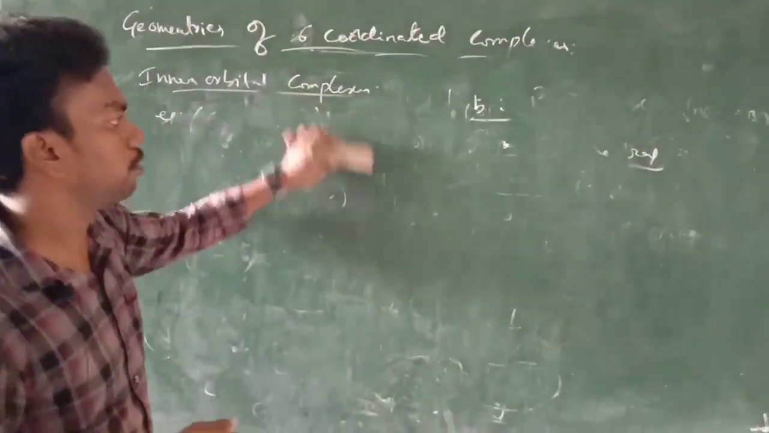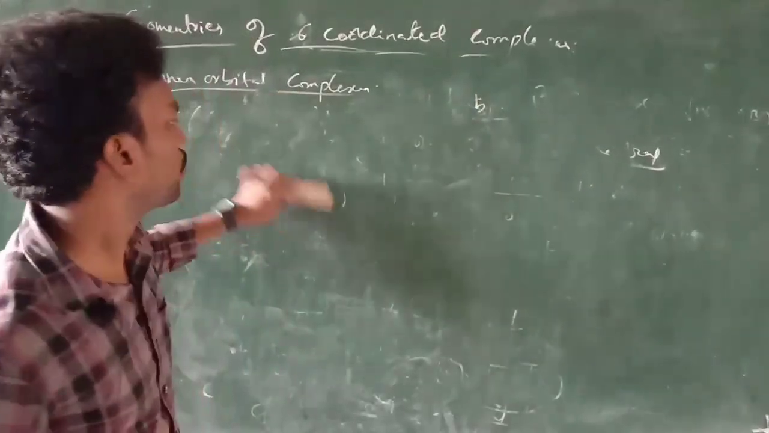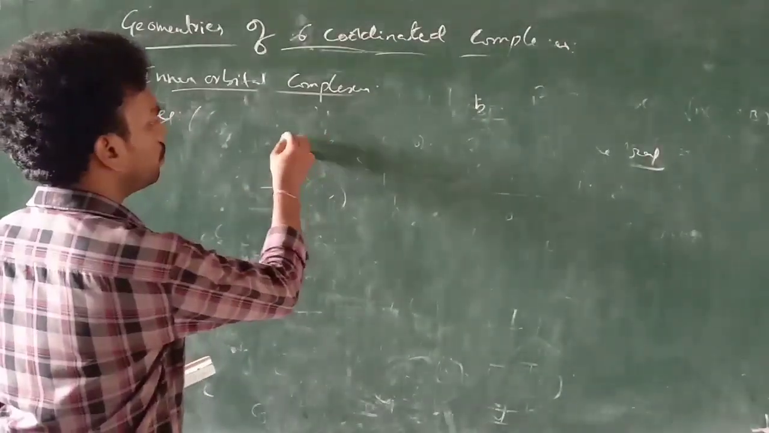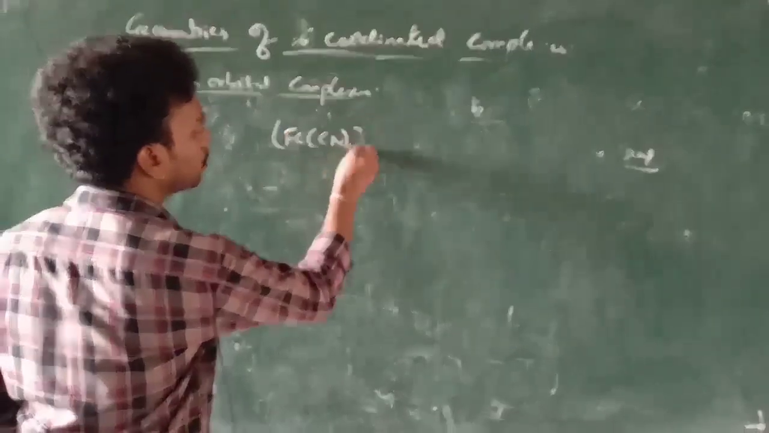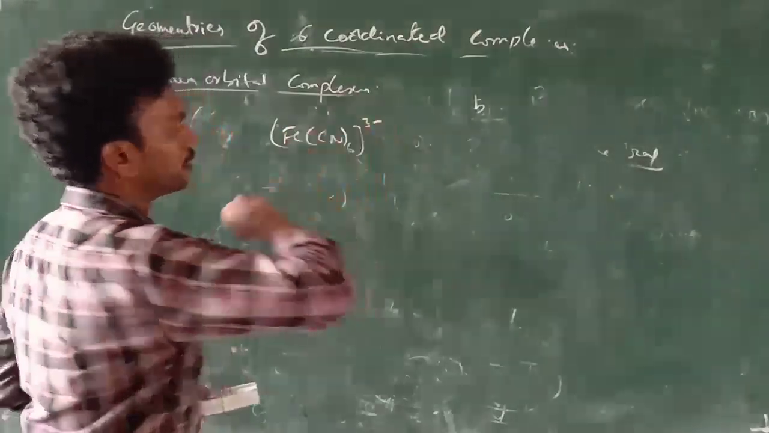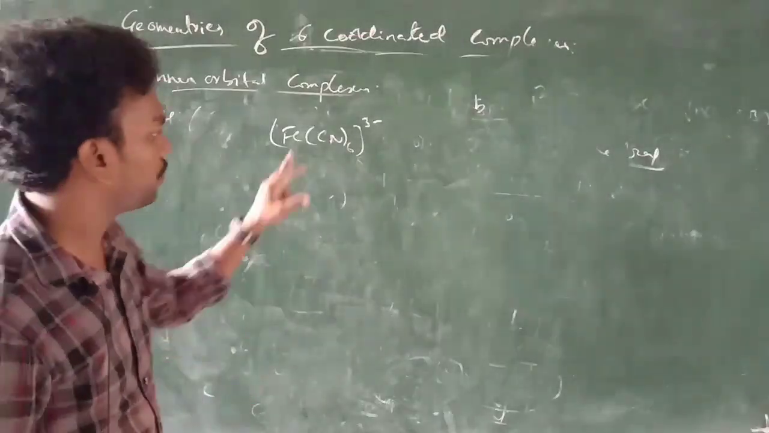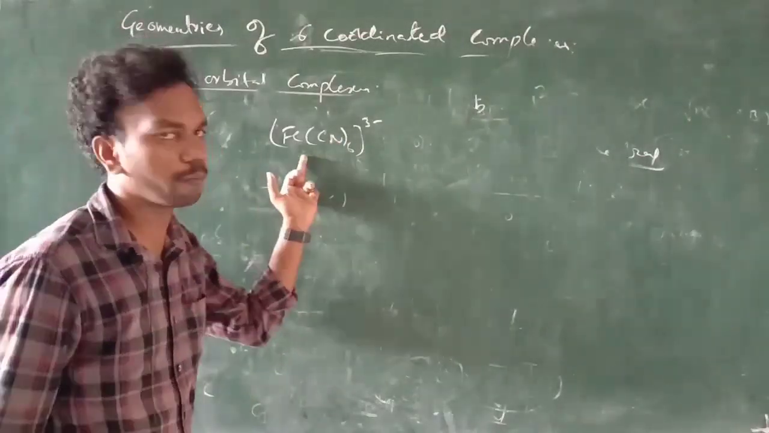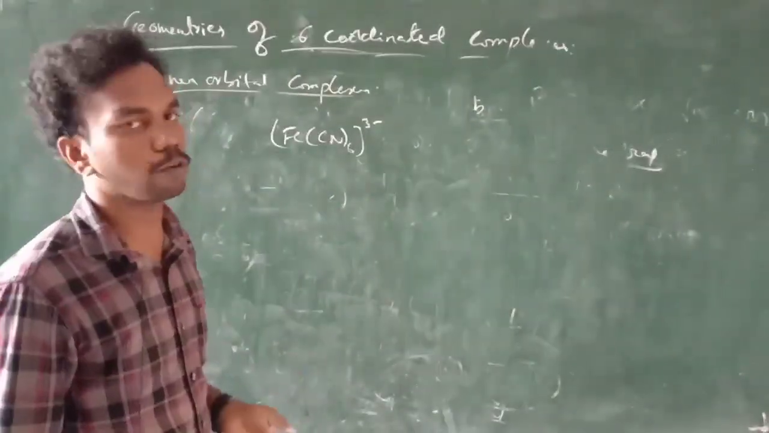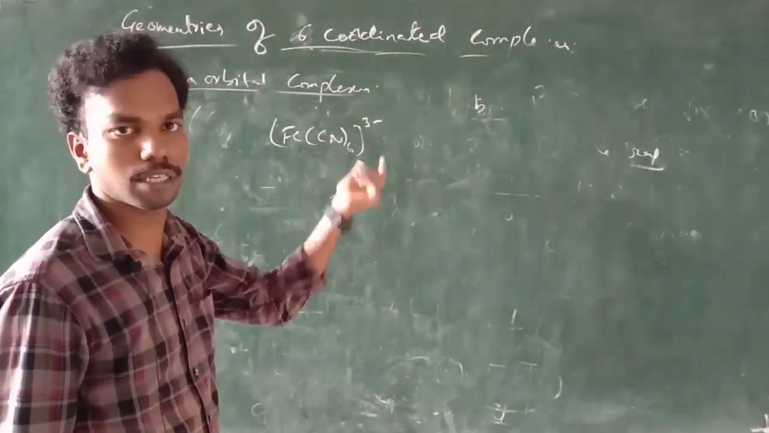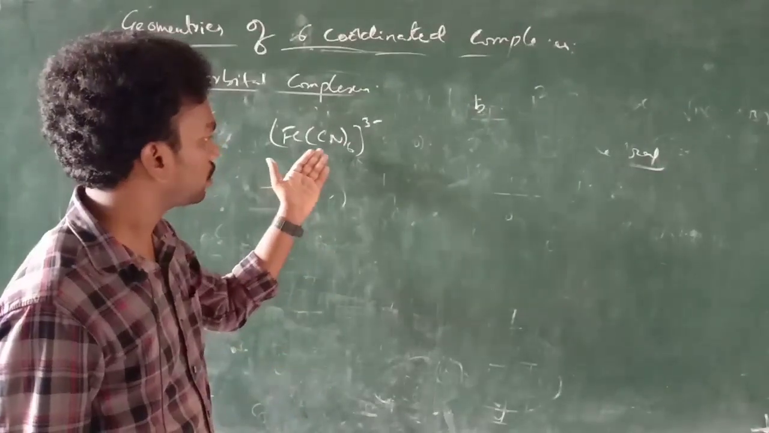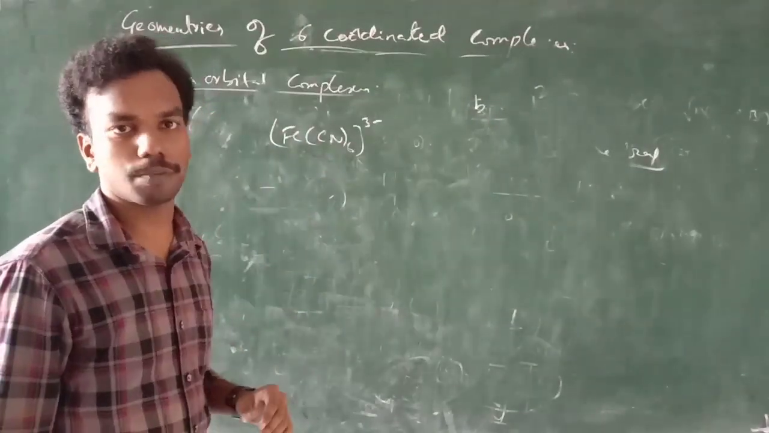Or you may try [Fe(CN)6]3-. So [Fe(CN)6]3-, what is the hybridization of this complex, and its magnetic property? Obviously the shape is octahedral because the coordination number is 6. So is it an inner orbital complex or outer orbital complex? That you have to predict from hybridization.